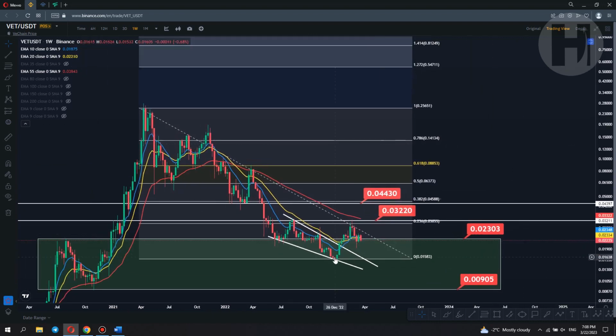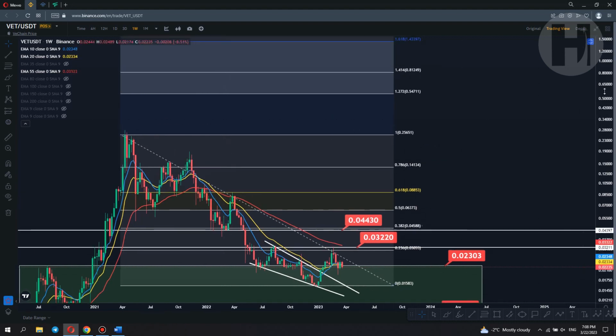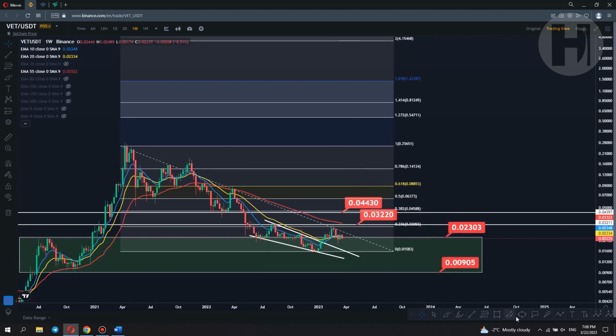Long term, if we set the fib from the swing low in December last year to the all-time high price, we are looking at $1.43 in the next bull market. You also have the 1.414 fib sitting at 82 cents, or 81 cents, I should say. And you have the 1.272, which is your minimal target, sitting at 54.5 cents. Those are your major bull market targets moving forward based off of this Fibonacci retracement.